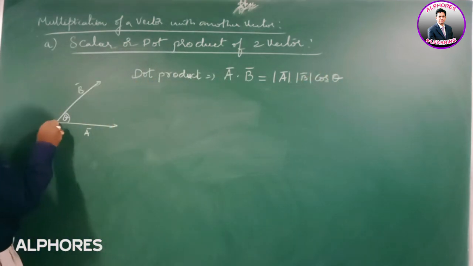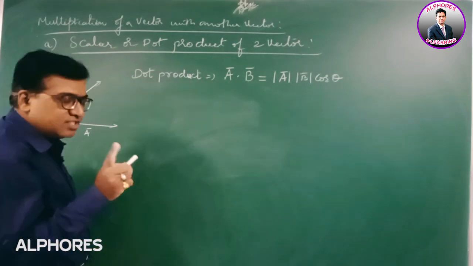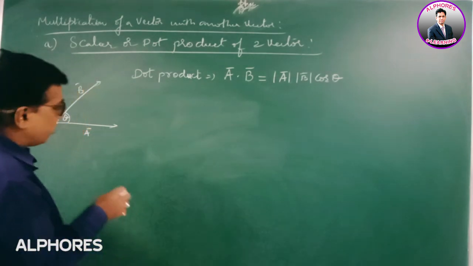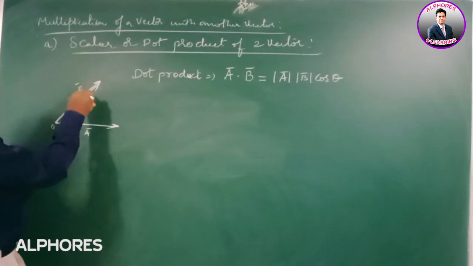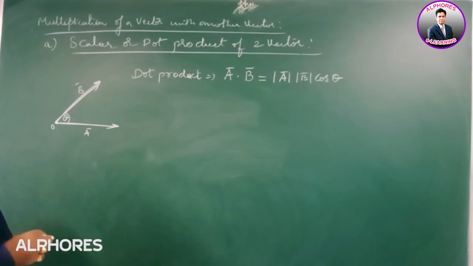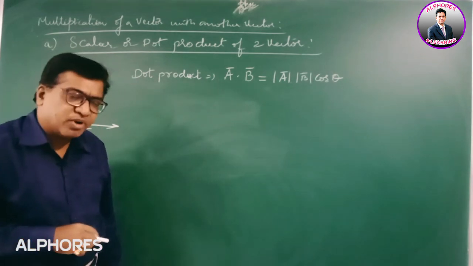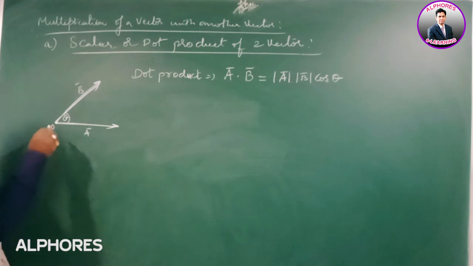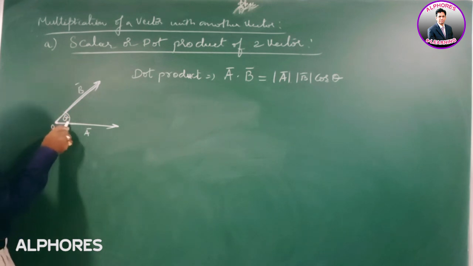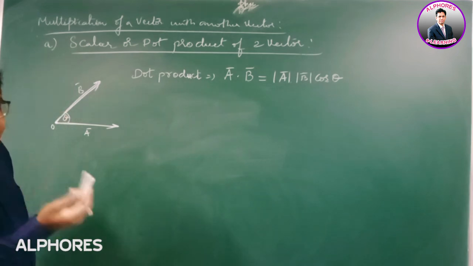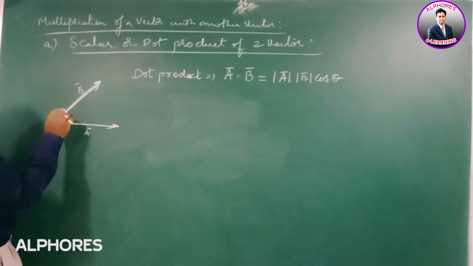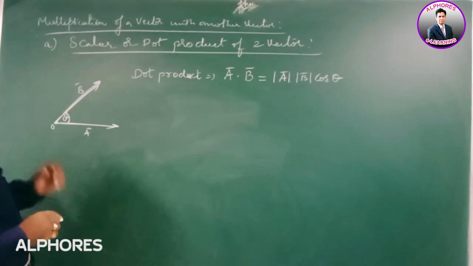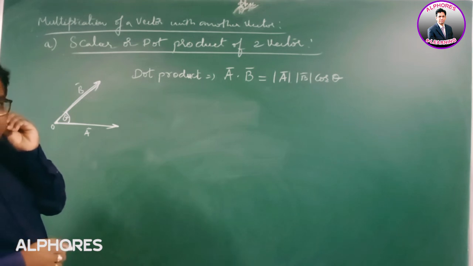How do you take the angle? The angle is always taken when the two vectors start from the same point, that is, co-initial. So I am representing these two vectors as co-initial vectors, starting from the same point. Vectors which possess the same initial point are called co-initial vectors. Between them there are two angles: this is the smaller angle, this is the bigger angle, interior and exterior. You have to take the interior angle, the smaller angle between these two. This is the angle between the vectors.